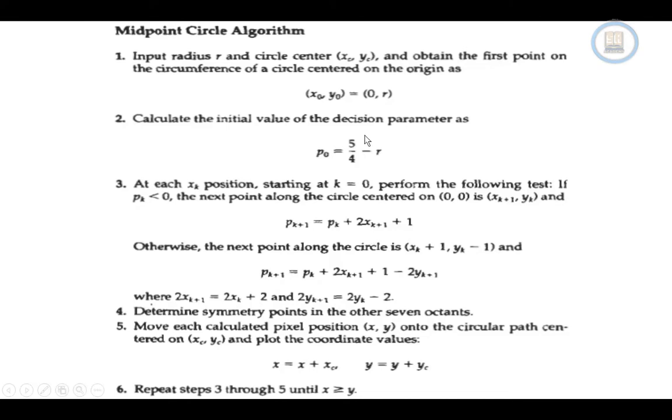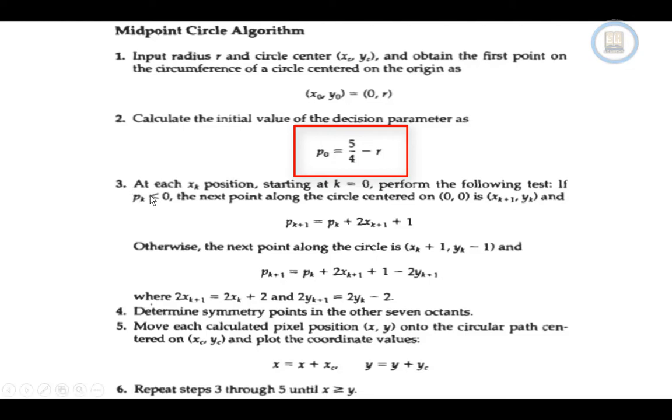The first step says: input radius r and circle center xc comma yc, and obtain the first point on the circumference of the circle. That is, we need to shift the circle from the center to the origin. So your first point will be x0 comma y0, that is 0 comma r, on the circle boundary. The second thing, we need to calculate the initial decision parameter: p0 equals 5/4 minus r, which is approximately 1 minus r.